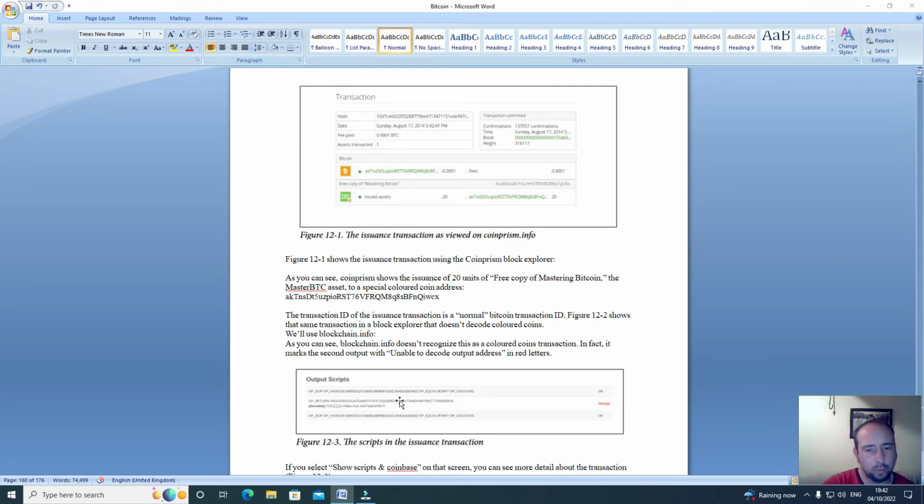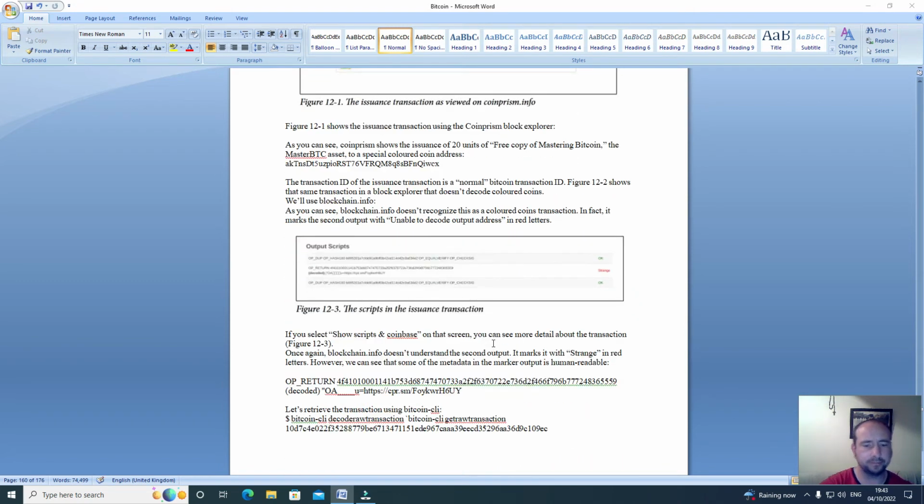Figure 12.1 shows the issuance transaction using the Coinprism block explorer. As you can see, Coinprism shows the issuance of 20 units of Free Copy of Mastering Bitcoin, the Mastering Bitcoin asset, to a special colored coin address. The transaction ID of the issuance transaction is a normal Bitcoin transaction ID.